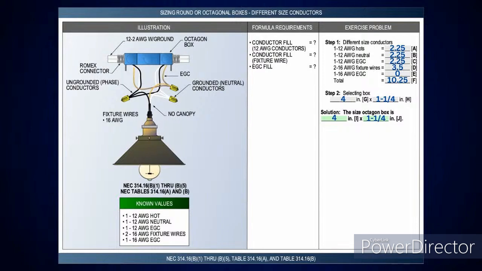Just a quick question. That box size should be in a table that's in 314, right? It'll be in table 314.16(A). So you should be able to just go right over there, look at the table, and then find it.